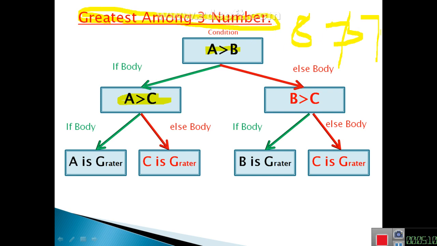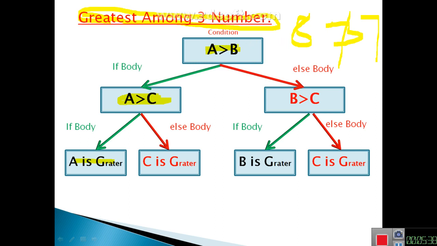Initially we are taking 8 and 3. A greater than B, that means 8 is greater than 3. The condition is true. Then inside, I take the first value 8 and the third value C, 7, and compare A greater than C. The condition is true. So A is greater among these three numbers 8, 3, 7.